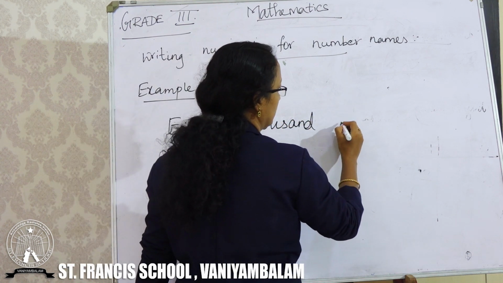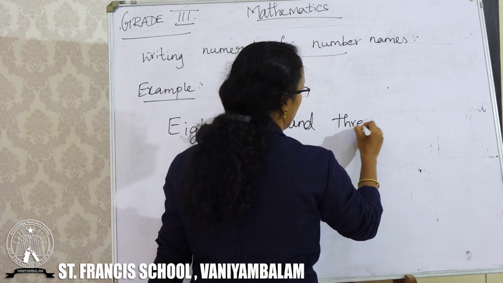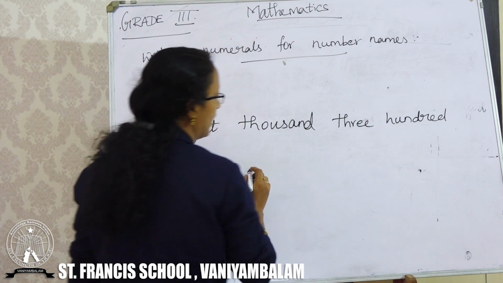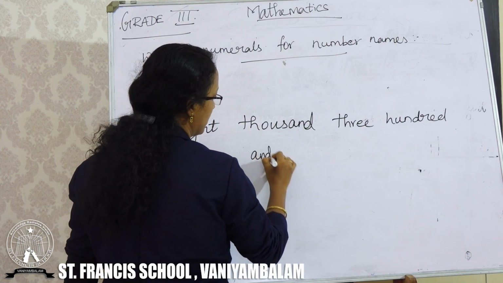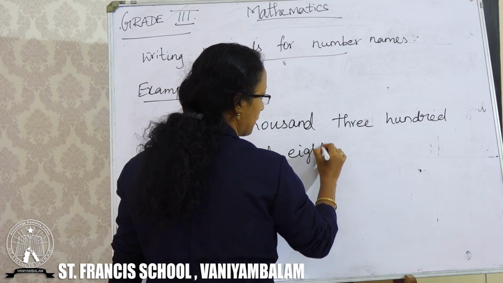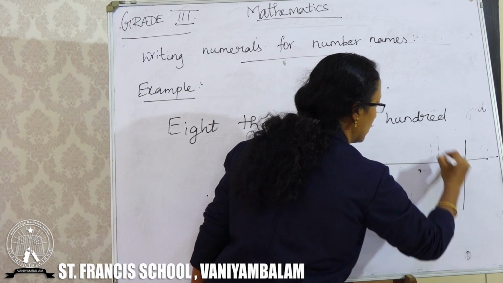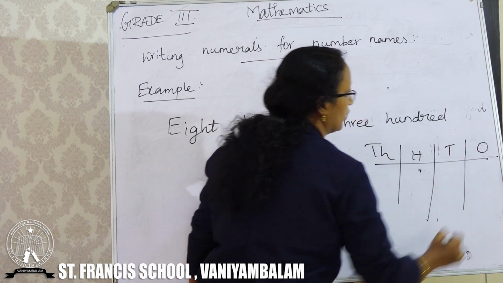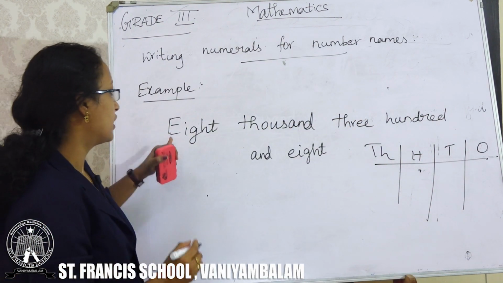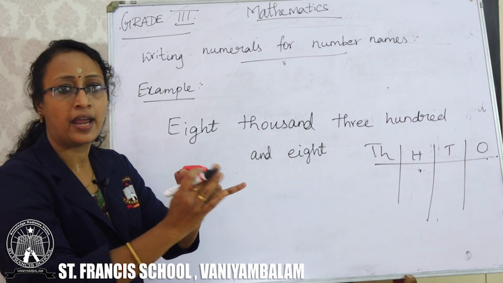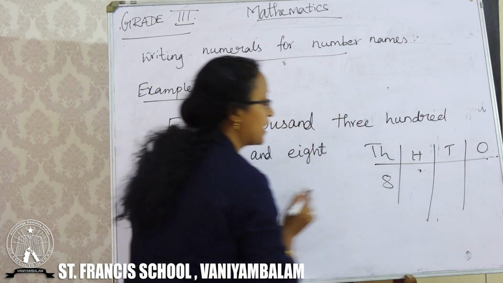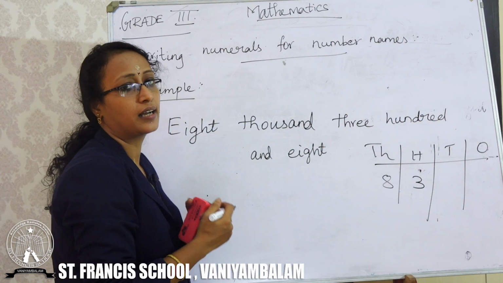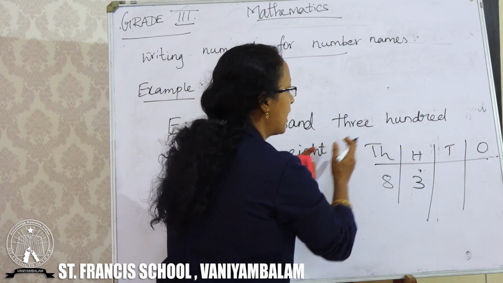8386. So write the place value chart. Ones, tens, hundreds and thousands. So how will you write? First you have 8000. So 8 you have to write in thousands place. And 300, 3 write in hundreds place, and 8.